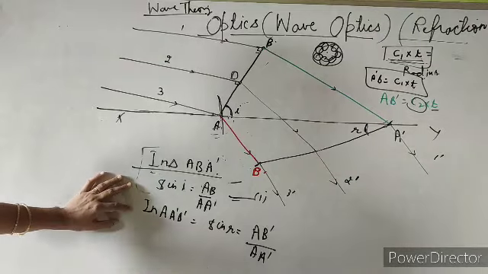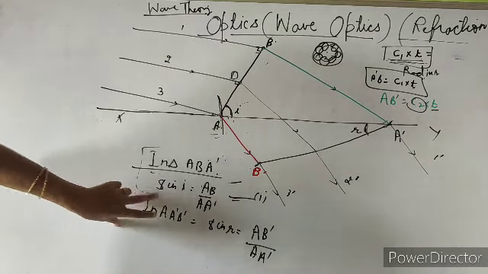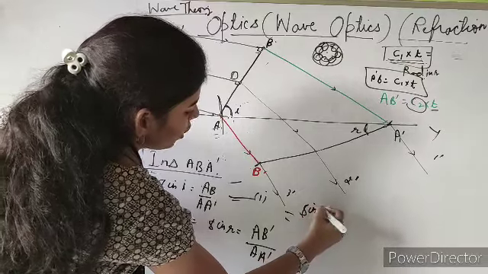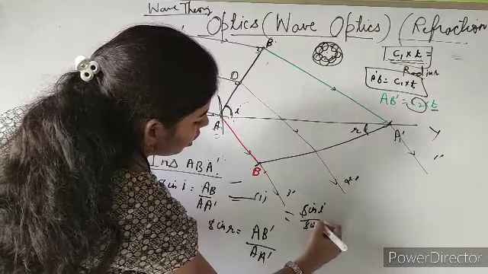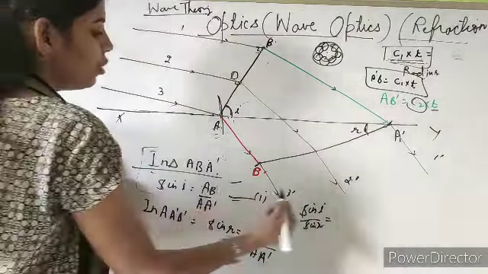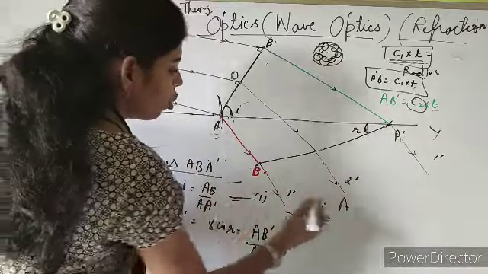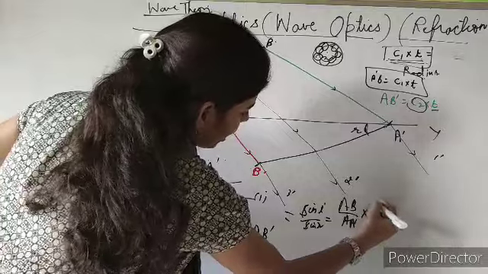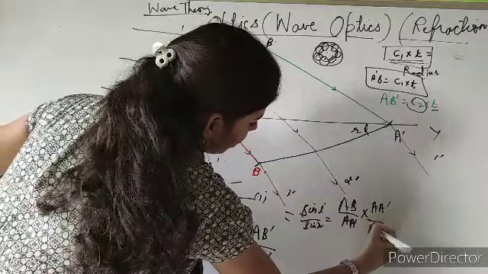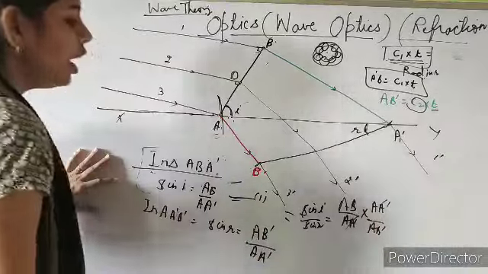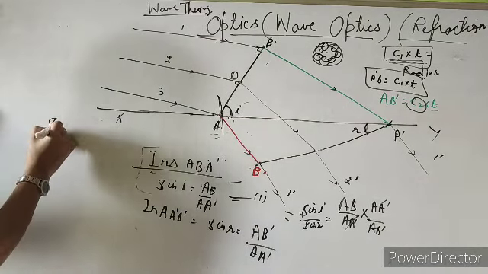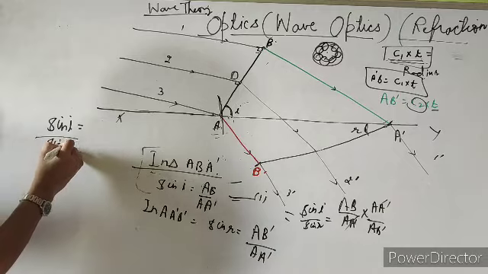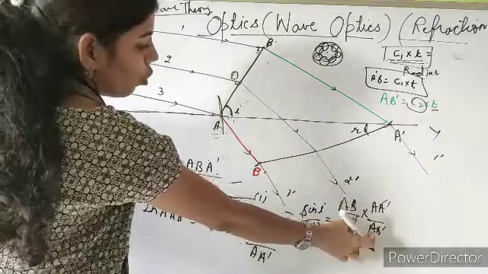Now we have to take the ratio of sin of I over sin of R. Sin of I is AB over A A dash, multiplied by A A dash over AB dash. This cancels out and we will be left with sin of I over sin of R is equal to AB over AB dash.